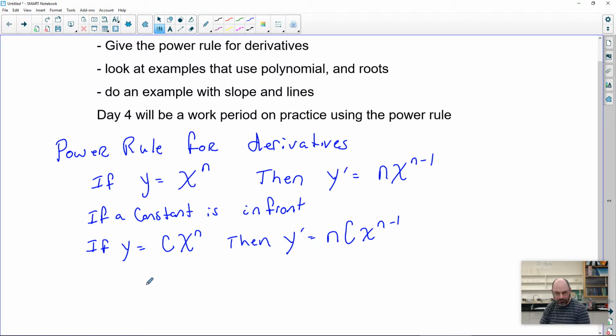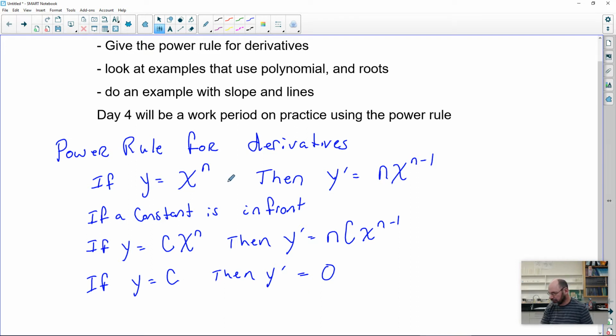If you take the derivative of a constant with no x value, there is no derivative, and y prime is 0. So the derivative of 5 is 0. The derivative of 6 is 0. The derivative of 5x is 5. But the derivative of 5 is 0. And that's kind of how it works.